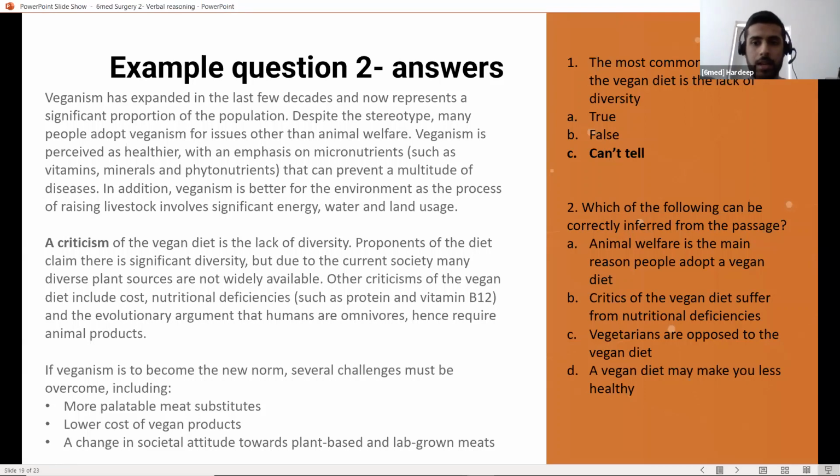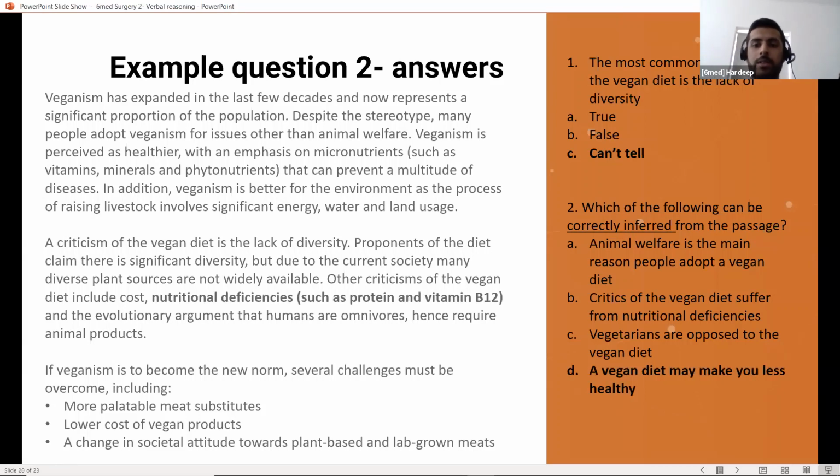And then with number two, we're looking for correctly inferred. And again, the inference questions tend to be more difficult because you have to process the information a bit more. But what I'd go through here is each of the statements, look for the keywords. And so I've highlighted the bit that you'd look for. So again, you're not using prior knowledge here. You'd have to use what's in the passage.